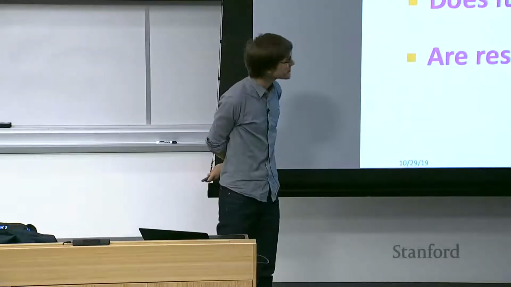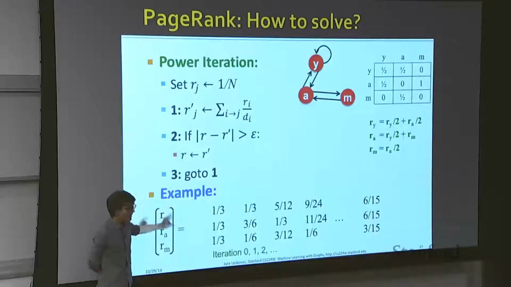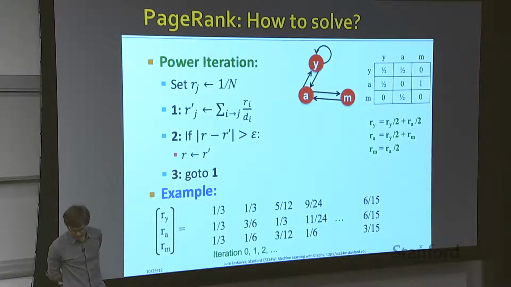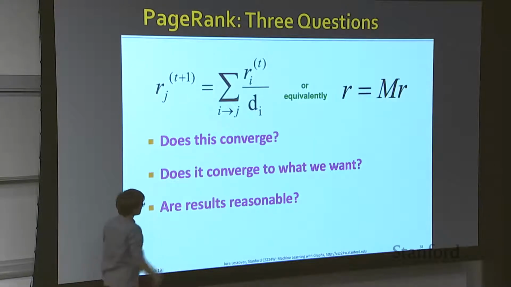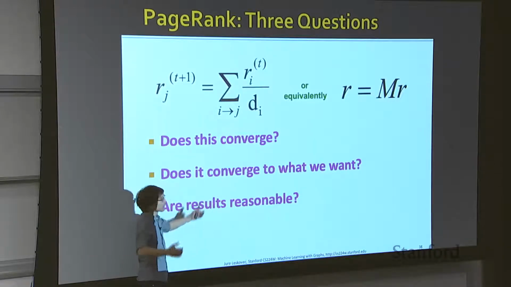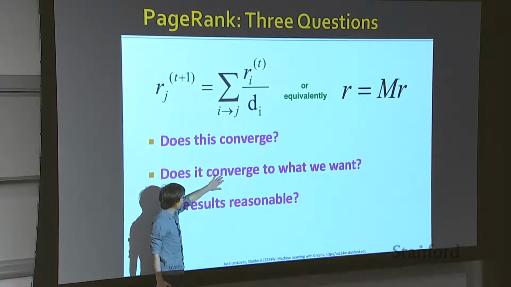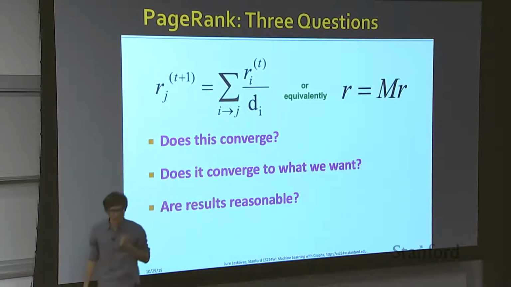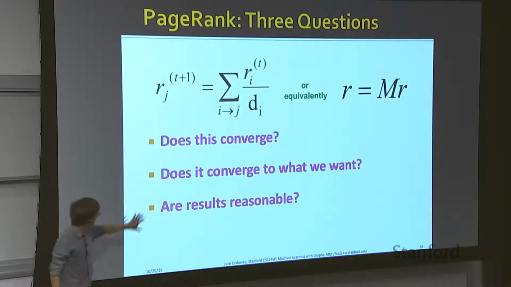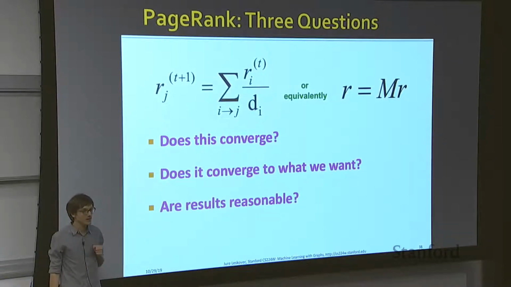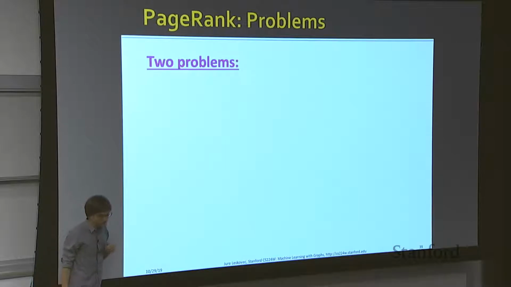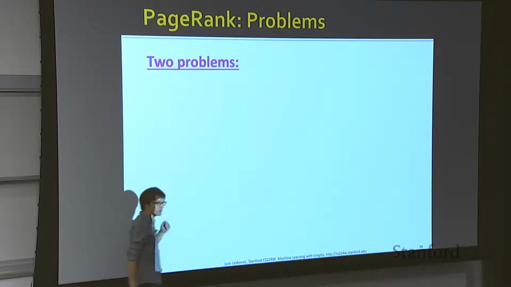So now the question is, I showed you an example where everything works perfectly. For general matrices M or for general graphs, does this converge? Does it converge to where we want? And are the results reasonable? So let me now tell you about some corner cases, how this basic idea needs to be fixed. Okay? There are two problems why this won't converge. And that goes to your question.